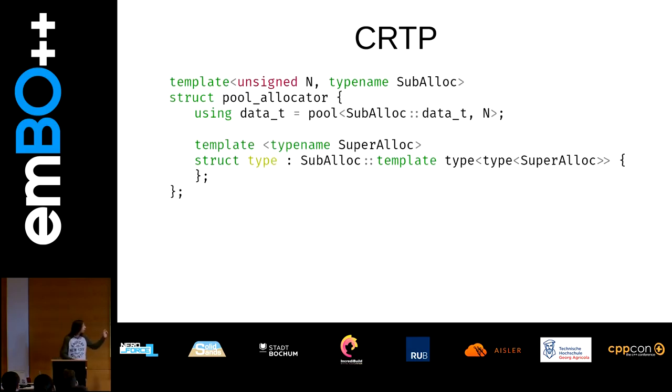So this is the CRTP type, or this is how it's done. As you can see, the sub-allocator always gets passed the type of the current allocator. So in this case, type superalloc is the type here. That gets instantiated, and then it gets passed into the child that is inherited.